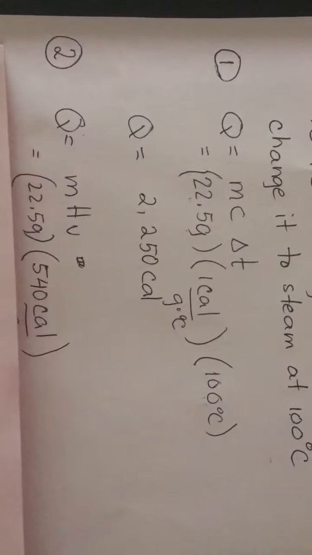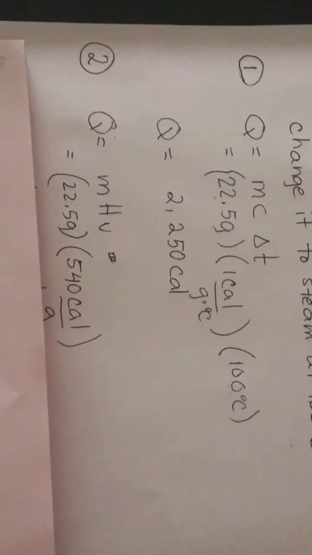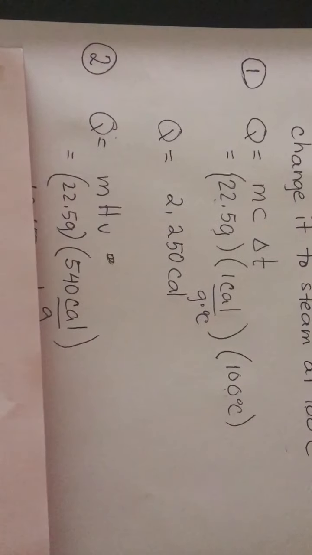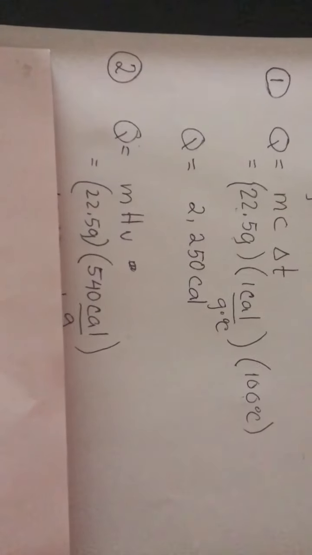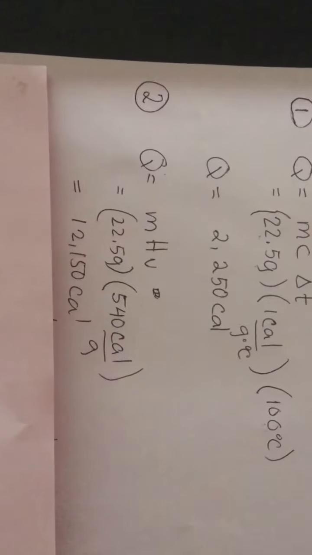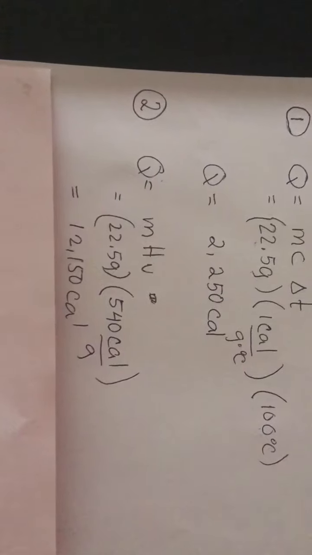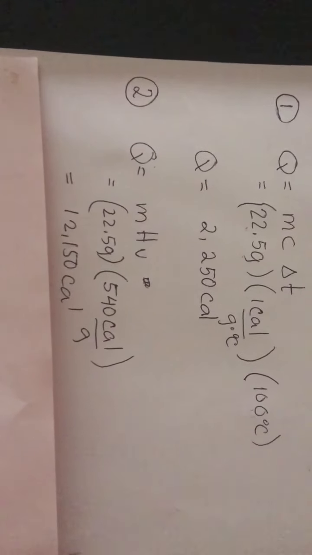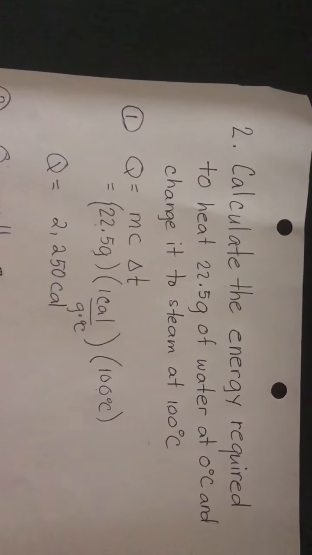So that's HV, which is heat of vaporization, is equal to 540 calories per gram, which means that it would need 540 calories to vaporize 1 gram of water. So you just simply multiply the 2 values, it would give you 12,150 calories.